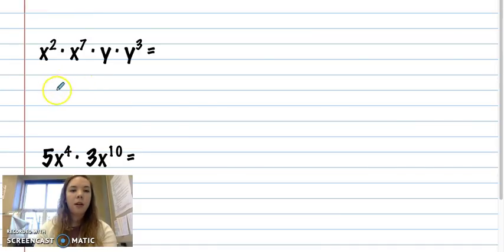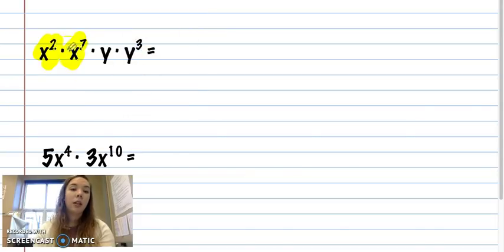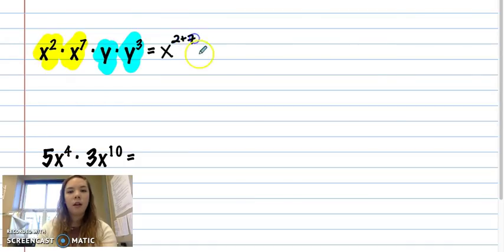All right, remember here we have to keep in mind that we have to use the same base. So here I have x squared and x to the 7th. Those are the same base. They're both x. So it's like they are like terms if you want to think of it that way. And here I have my y's. So they're going to be two separate pieces. I have 2 plus 7 for x, and for y, I have 1 plus 3. So my answer would be x to the 9th, y to the 4th.